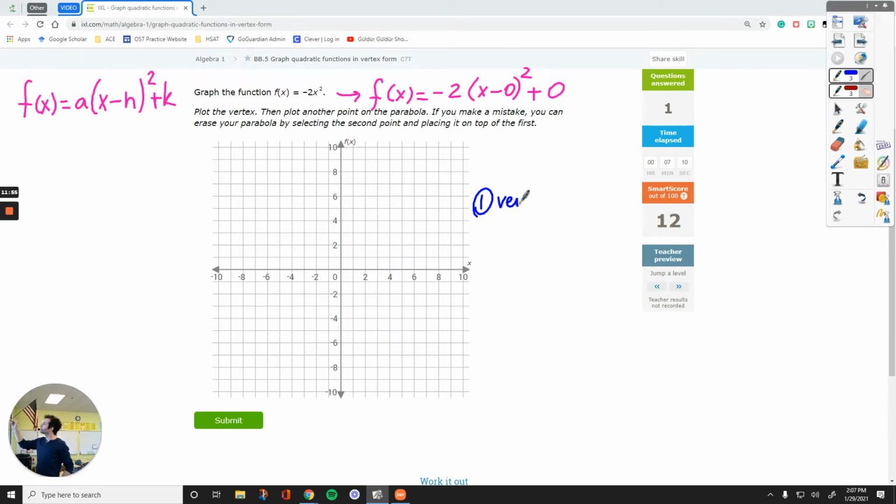The vertex is going to be over 0, up 0. This is my h, that's my k. H and k. Okay, let's plot it. Oops. If you click on top of a point, then it removes it. Now, step 2.